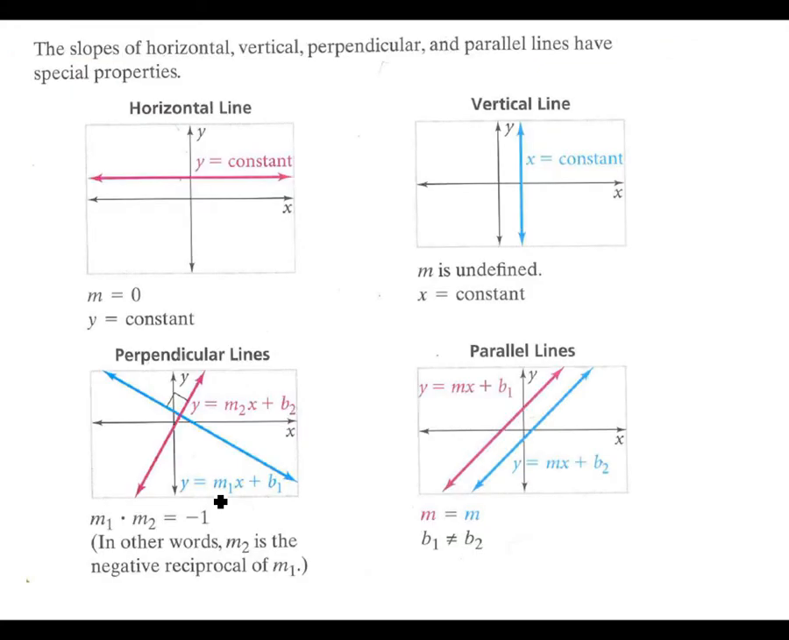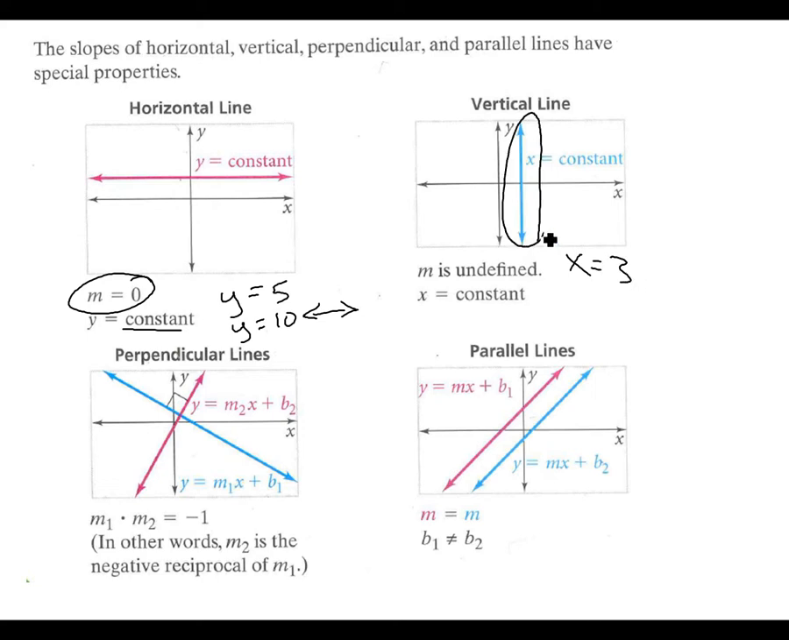And then the last thing here we're going to add on here is what happens if we have horizontal, vertical, perpendicular, and parallel lines. So horizontal lines like this, if we're flat, the key here is that the slope is 0. And then y equals a constant. So something like y equals 5, y equals 10. Those are horizontal, flat lines. Okay? If we are undefined, we're going to have x equals a constant. So x equals 3 would be a vertical line like this. No y at all because the slope is undefined. It would fall off the mountain.